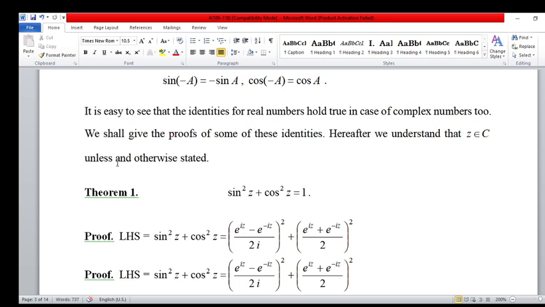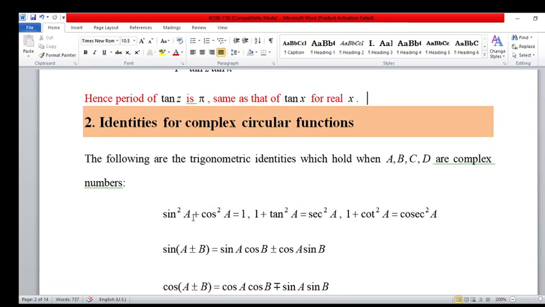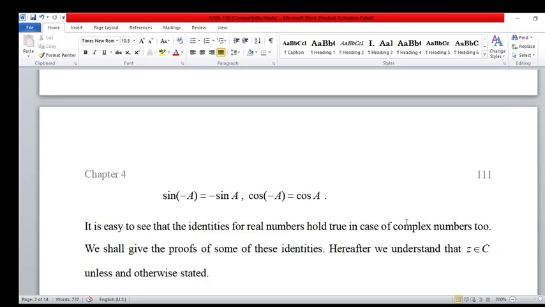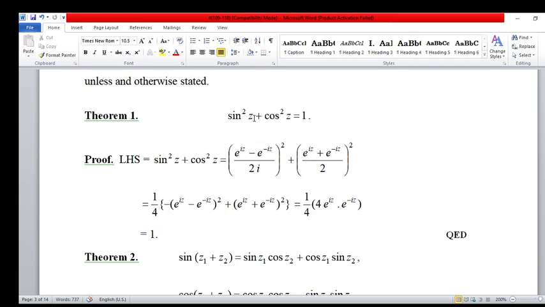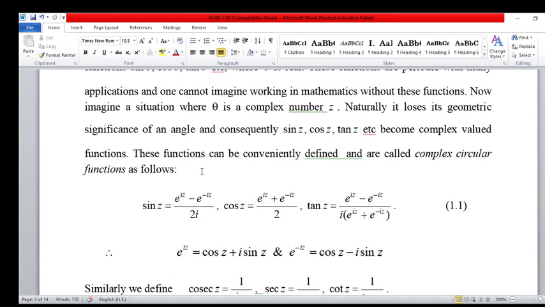And now, if z is a complex number, theorem number 1 or property number 1: we have the first formula, sin²θ plus cos²θ is equal to 1, or sin²a plus cos²a is equal to 1, where a is a complex number. Now we take z in place of a: sin²z plus cos²z is equal to 1, and here is the solution or proof. Let the left hand side be this. We have sin z, cos z, tan z. Substitute the values of sin z and cos z.